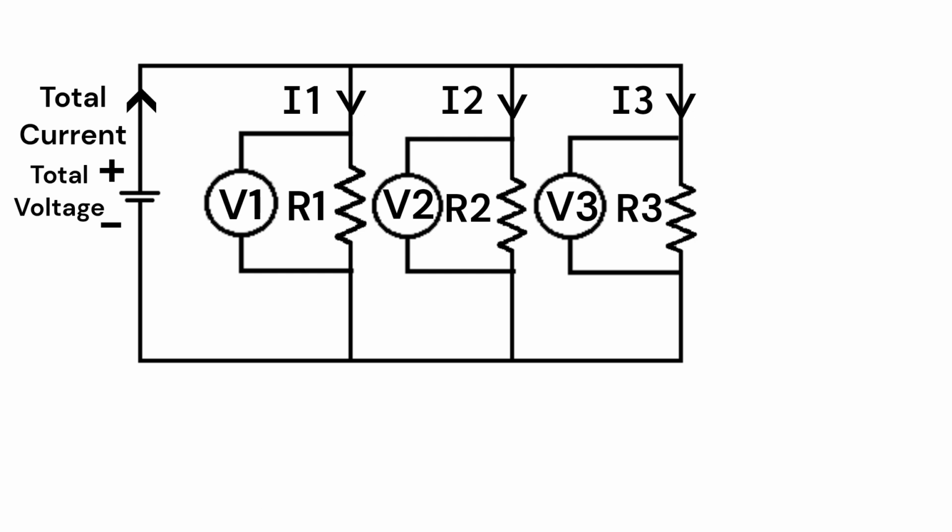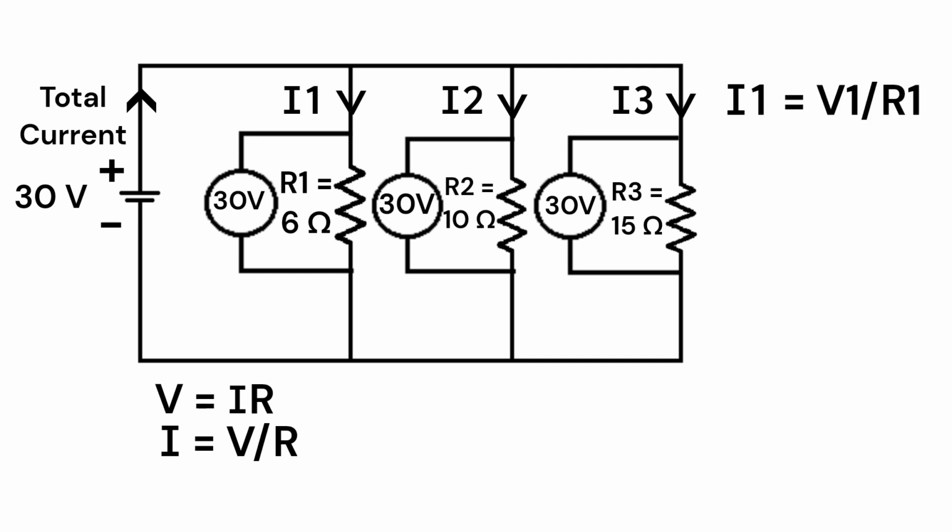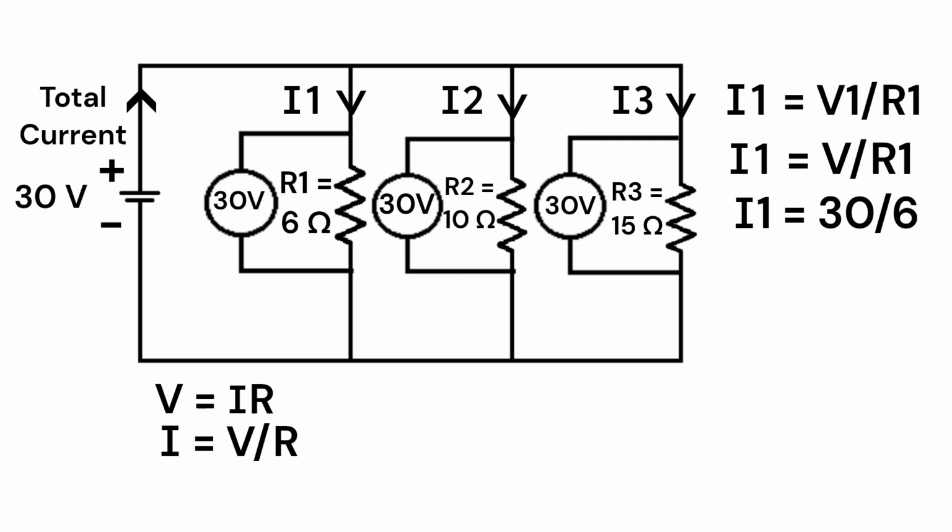Now, if we include the values, say the voltage is 30 volts, resistances R1 is 6 ohms, R2 is 10 ohms, and R3 is 15 ohms, then now let's calculate the current at individual resistances. By Ohm's law, V is equal to IR. Let's convert the formula to calculate current, which becomes I is equal to V by R. And the current at resistance R1 is I1 is equal to V1 by R1. Voltage is the same anywhere in the circuit, so let's call V1 as V. So I1 is equal to V by R1, which becomes 30 by 6, which is 5 amps.